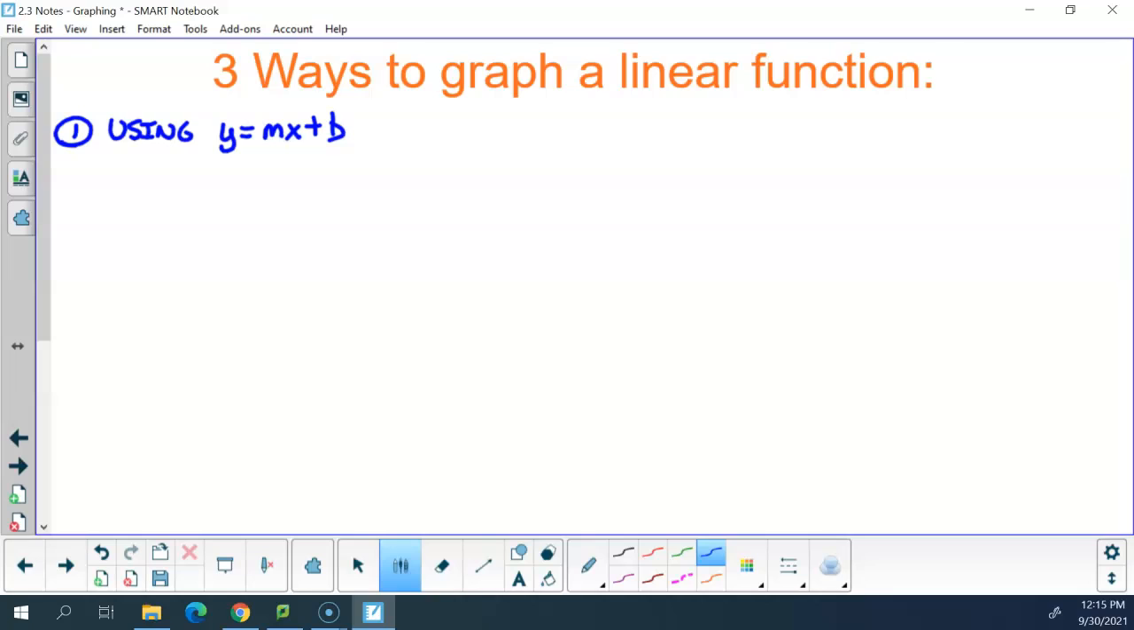Okay? So we can graph a line if we have the slope-intercept form of that line ready to go. If I have the slope-intercept form of a line, I can first plot the point (0, b). That is the y-intercept. The y-intercept is not a number. The y-intercept is a point. And that point is (0, whatever b is).